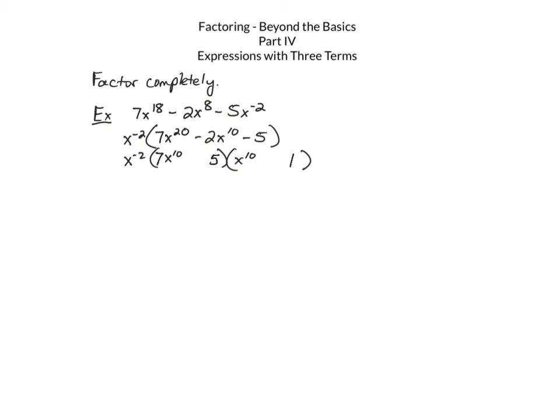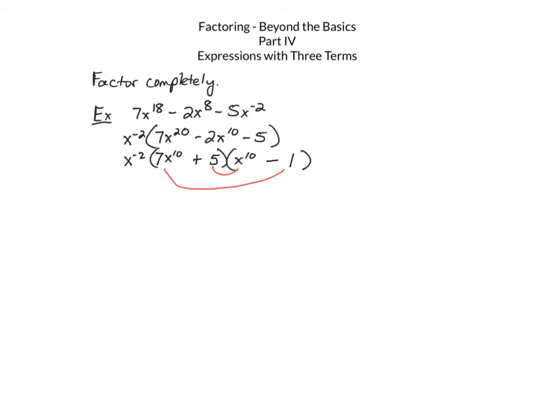And let's see, we need a negative 2 in the middle, so we need the 7 to be a negative and the 5 to be a positive. So if you were just foiling this out, you would multiply these two together and you would have negative 7x to the 10th. And multiply these two together and you'd have positive 5x to the 10th, which gives us negative 2x to the 10th.